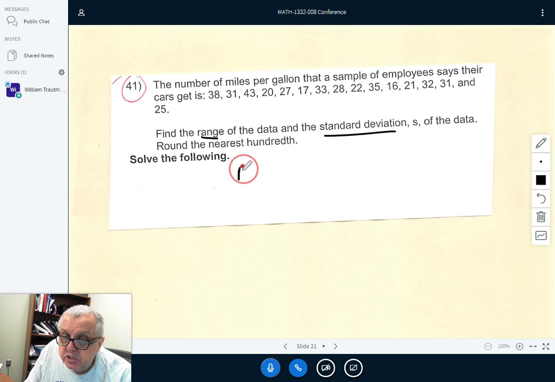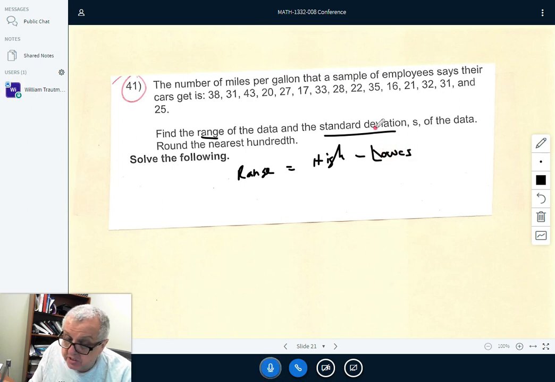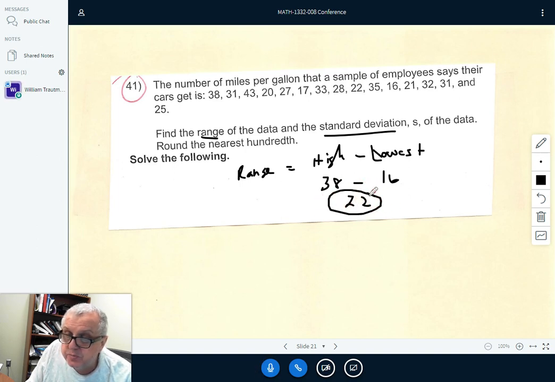So range we can do. Range is the highest minus the lowest. Range and mid-range are 2 different things. Mid-range was the highest plus the lowest divided by 2. Range is the highest minus the lowest. The highest piece of data up here looks like it's 38. The smallest piece of data looks like it's 16. So the range is 38 minus 16, which is 22.